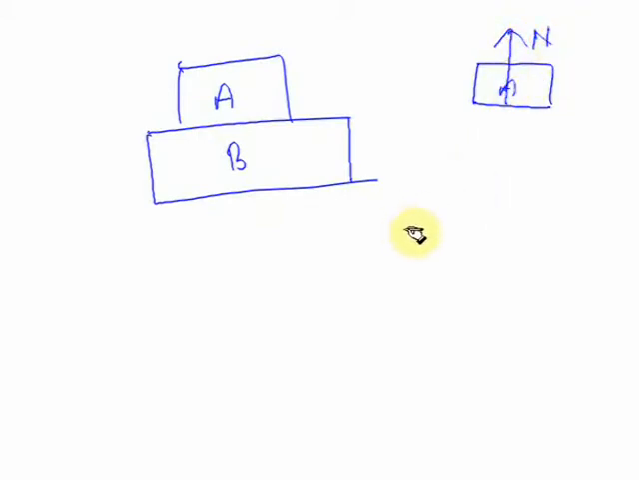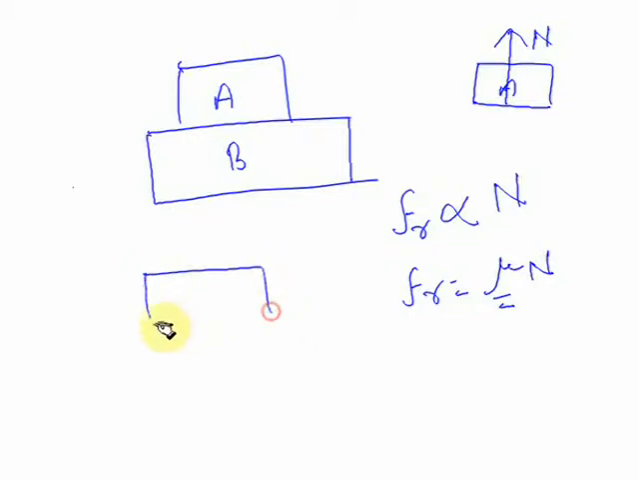and the value of friction force Fr will be proportional to normal force, and we can write that Fr is equal to mu n, where mu is called coefficient of friction. Similarly, on block B, the normal force will be the same, that is n, and the friction force Fr will be mu n.